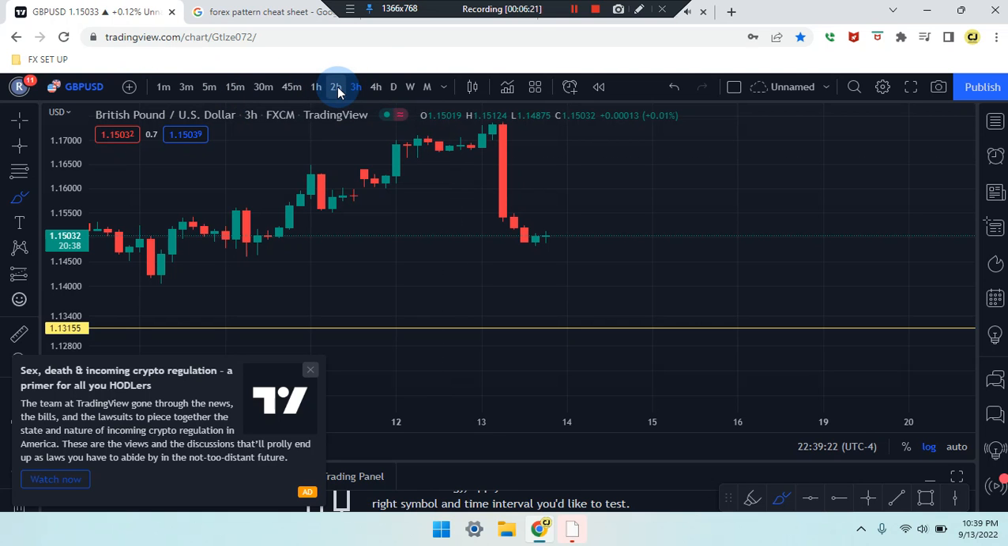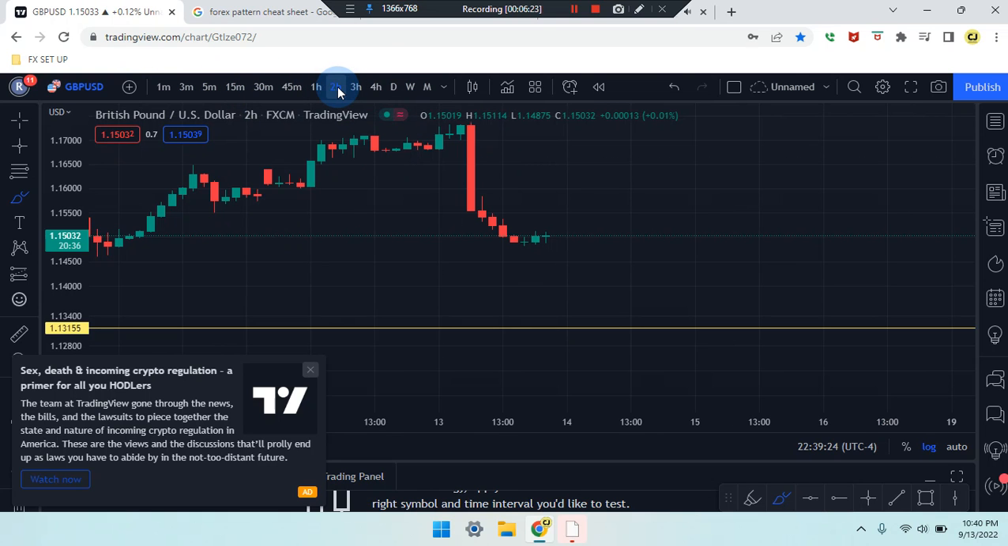3-hour time frame identifying the same thing. 2-hour time frame identifying the same thing. Price, second, third, last candle, all weak candles. Price and third to last candles are dojis.